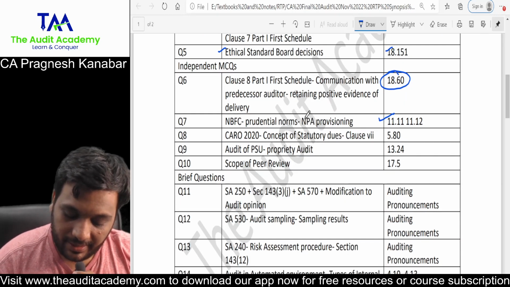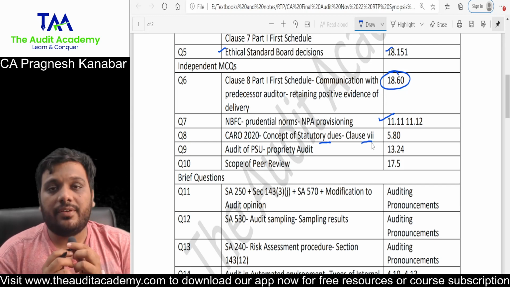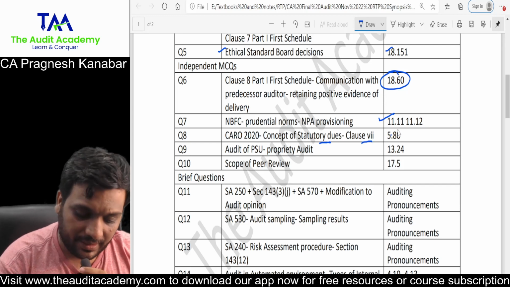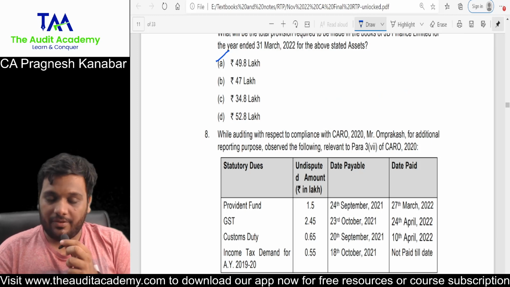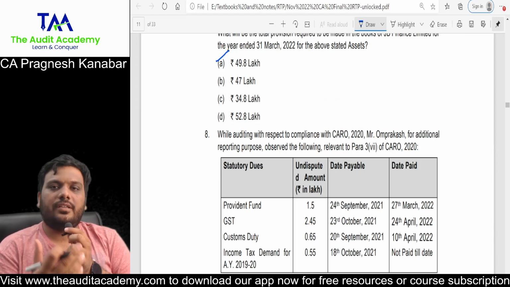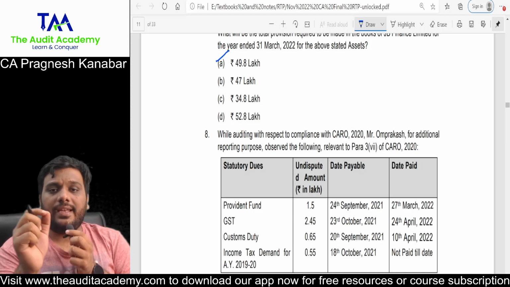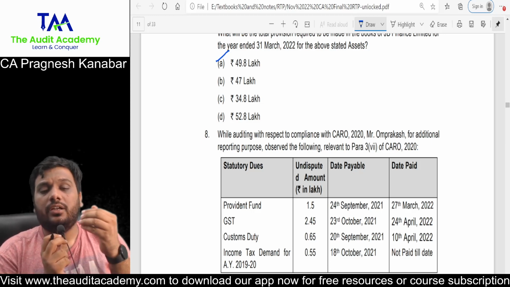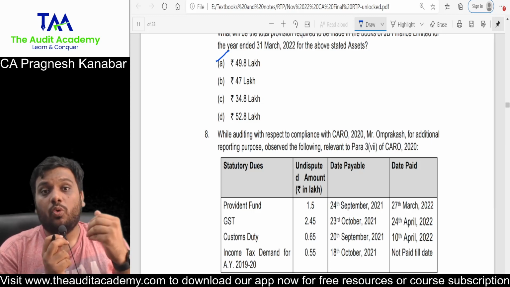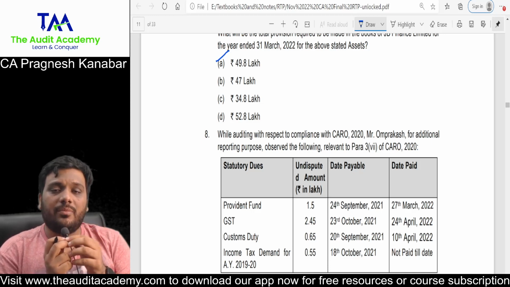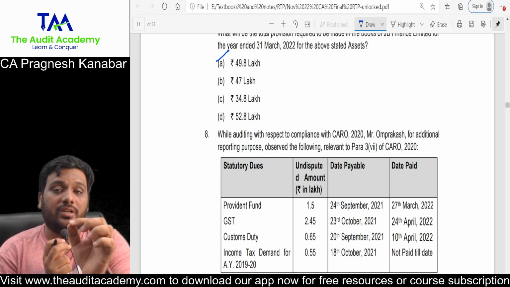So CARO 2020, the concept of statutory dues, clause 7, has been questioned, and I've given the page number where you will find it. I really found this question good. In clause 7, sub-clause A, so 7A, you are supposed to comment on outstanding dues which are outstanding for more than 6 months from the date they became payable, but you have to check the position as on 31st March.